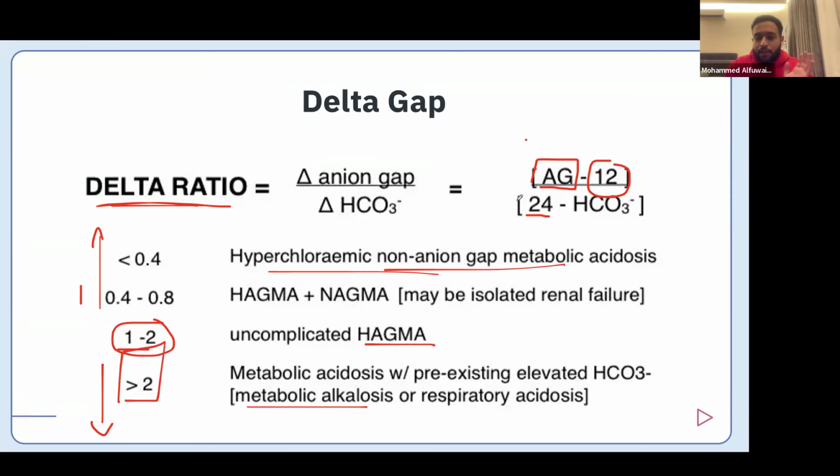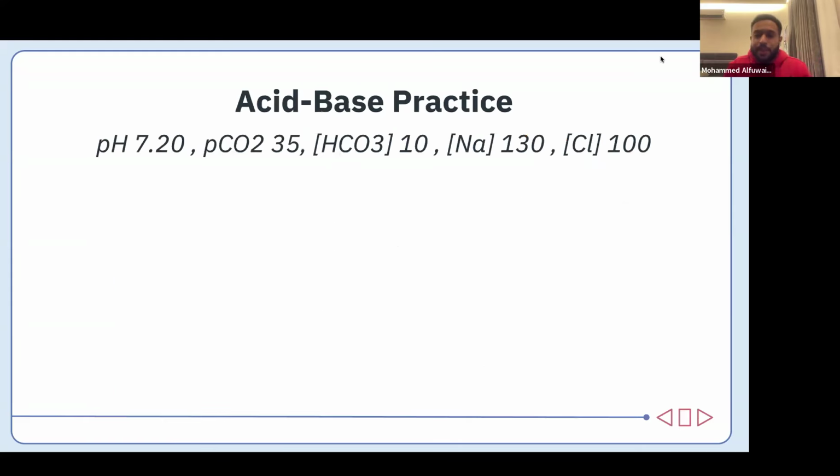Firstly, let's practice all of this and I'll tell you a scenario. Let's have this patient: pH is 7.2, PCO2 35, bicarb is 10, sodium is 130, chloride is 100. Let's go step by step. Number one, is it acidotic or alkalotic?